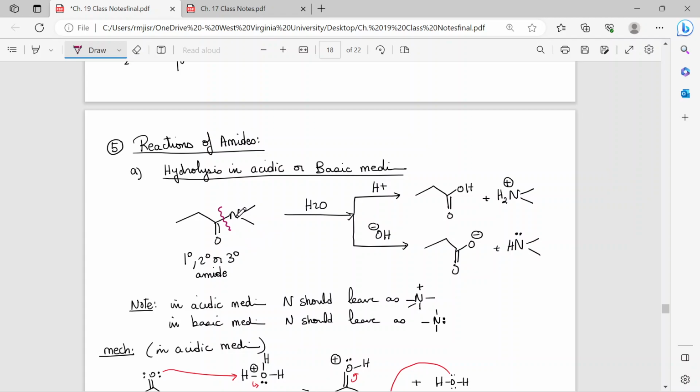So nitrogen, whenever you have a basic medium, it's going to leave in a form of a lone pair. And if you have an acidic medium, it should leave in a form of a positive charge. In your organic product, you have no trace of nitrogen. So what you're doing here is you're breaking that amide bond and the nitrogen leaves. In order to leave, it needs to follow the medium that you are working with.